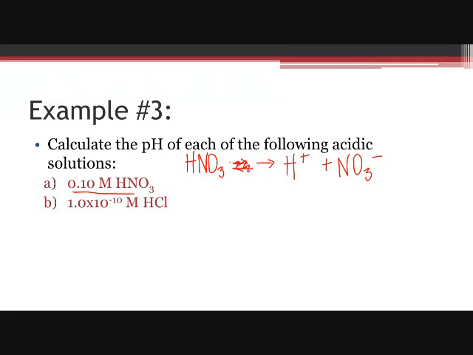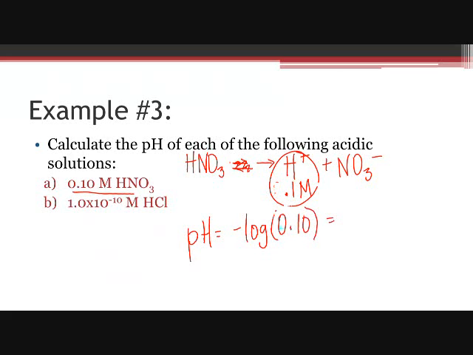So when we're trying to find pH, we can just assume that the concentration of the H plus or the hydronium is going to be that 0.1 molar. Okay, and so since that is the 0.1 molar, then we can just take the negative log of the 0.10 to get the pH value, which is 1. The negative log of 0.1 is 1.